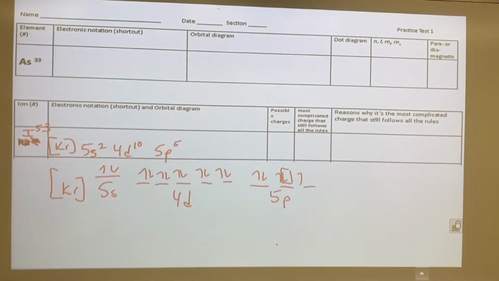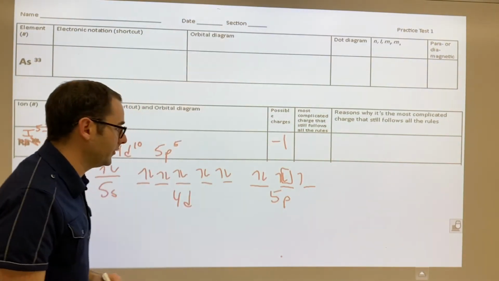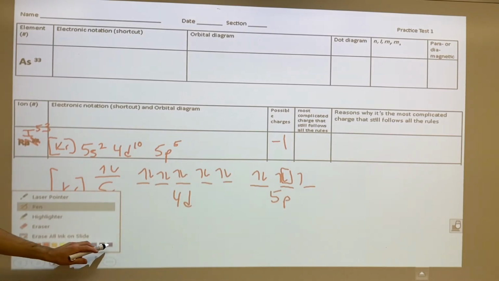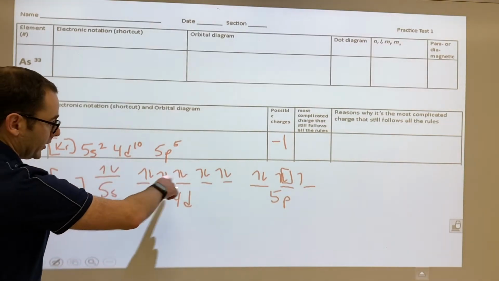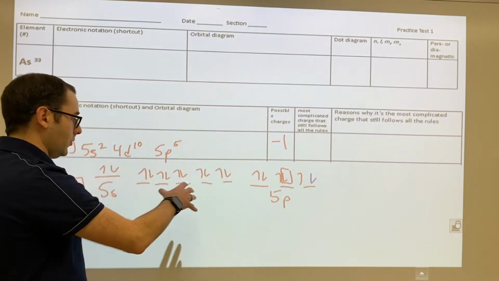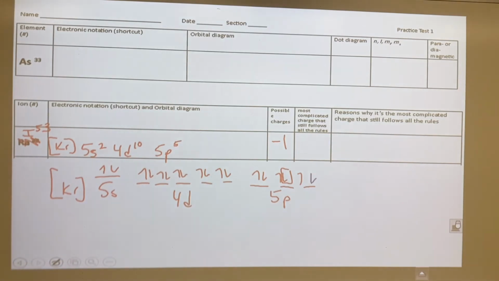Okay, so for this, what's the best possible charge? -1. -1, because if you do -1, that means you're adding an electron, right? When you add one electron, where do you add it? To here, and now, what does this look like? Yeah, the next noble gas, right? Now it's isoelectronic to the next one.